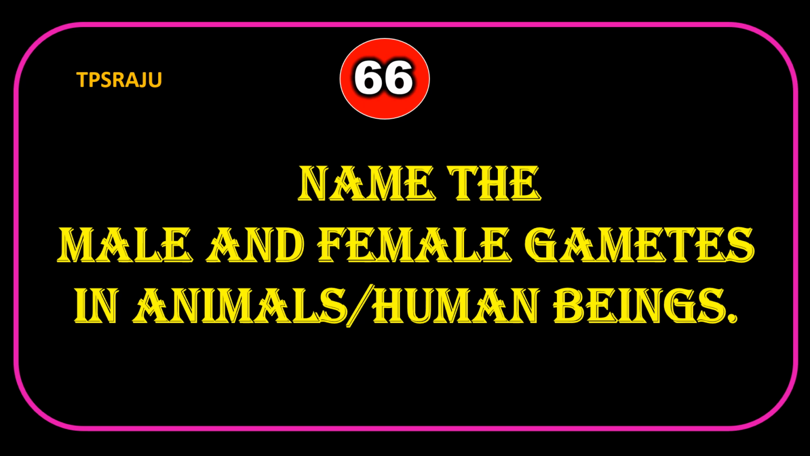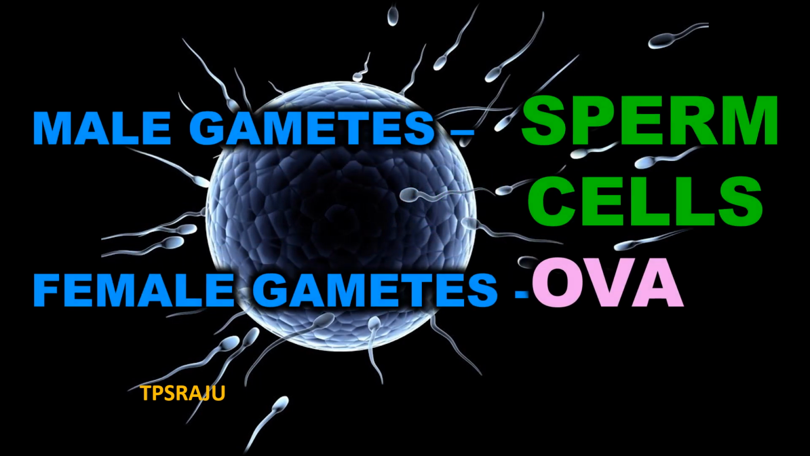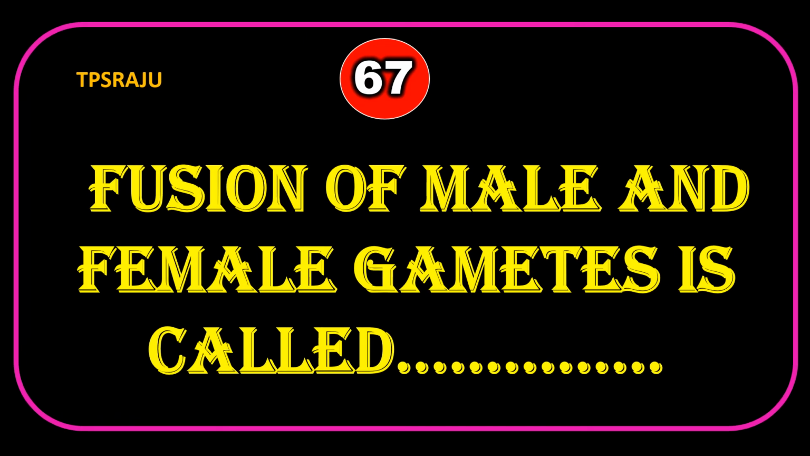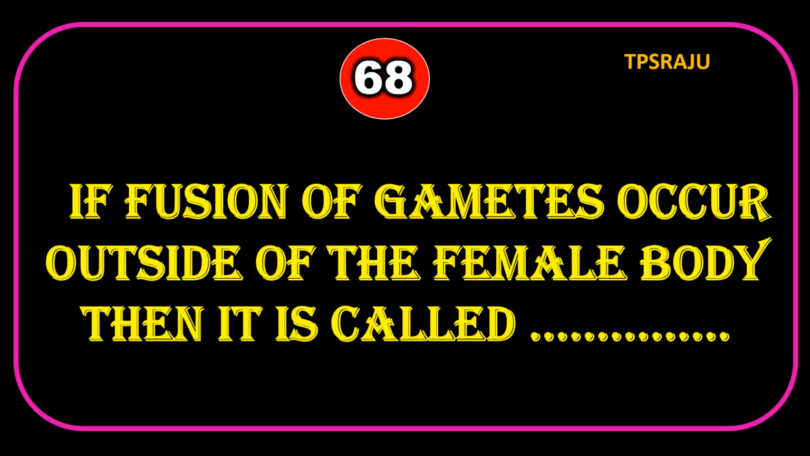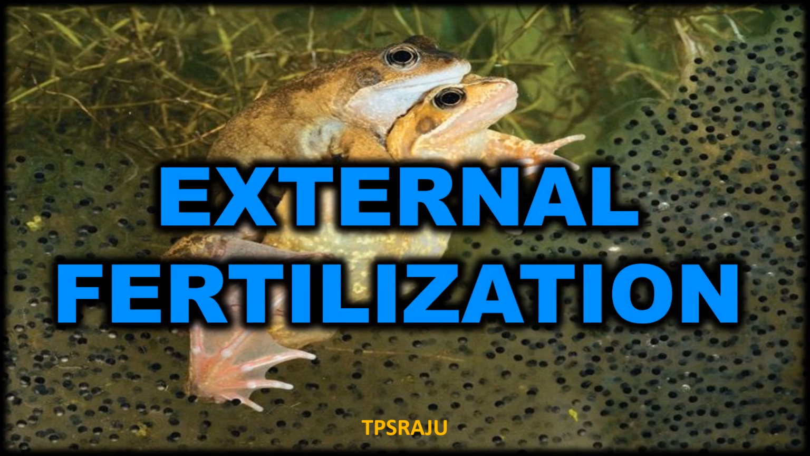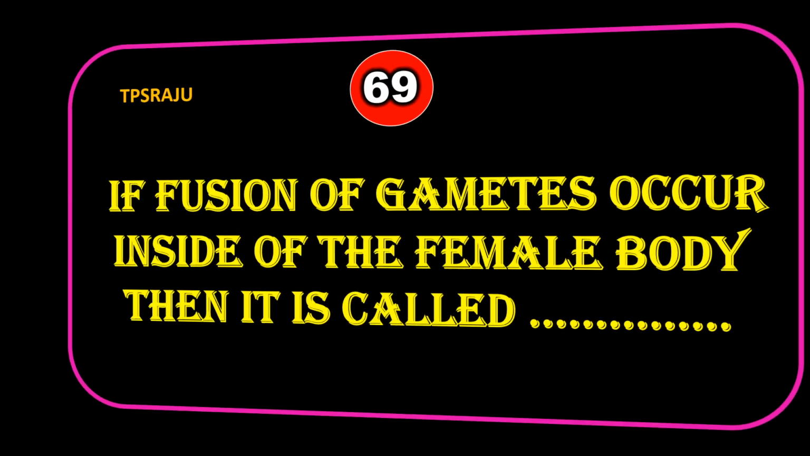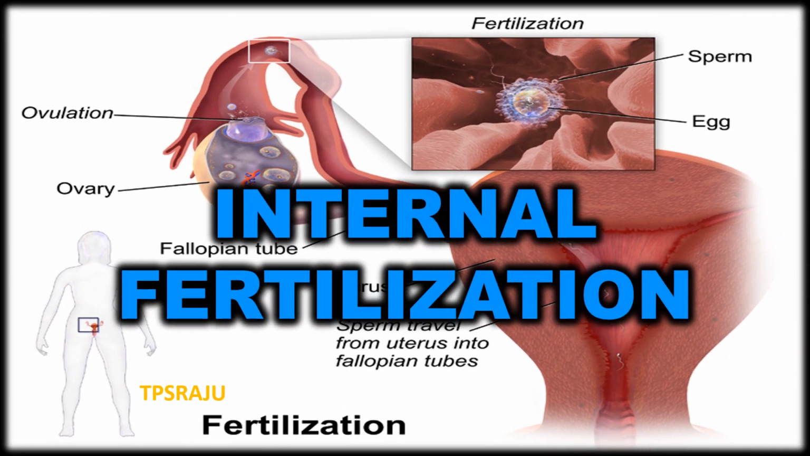Answers are with suitable diagrams for easy understanding and long memory. Name the male and female gametes in animals or human beings. Male gametes: sperm cells. Female gametes: ova. Fusion of male and female gametes is called fertilization. If fusion of gametes occurs outside of the female body, then it is called external fertilization. If fusion of gametes occurs inside of the female body, then it is called internal fertilization.